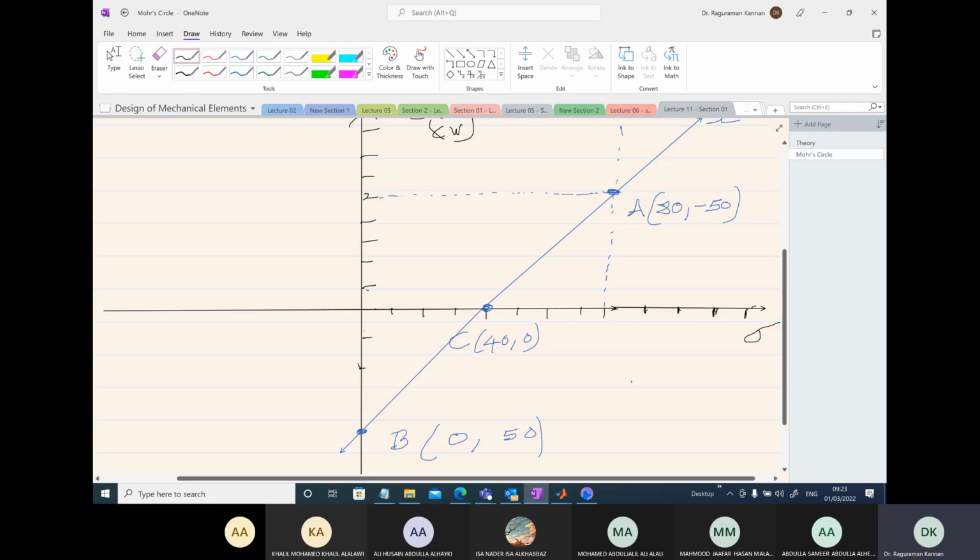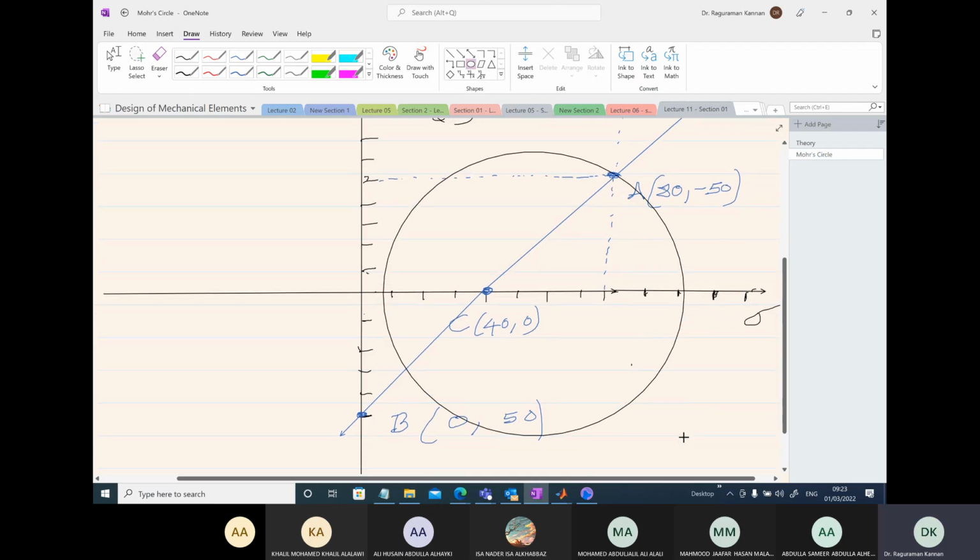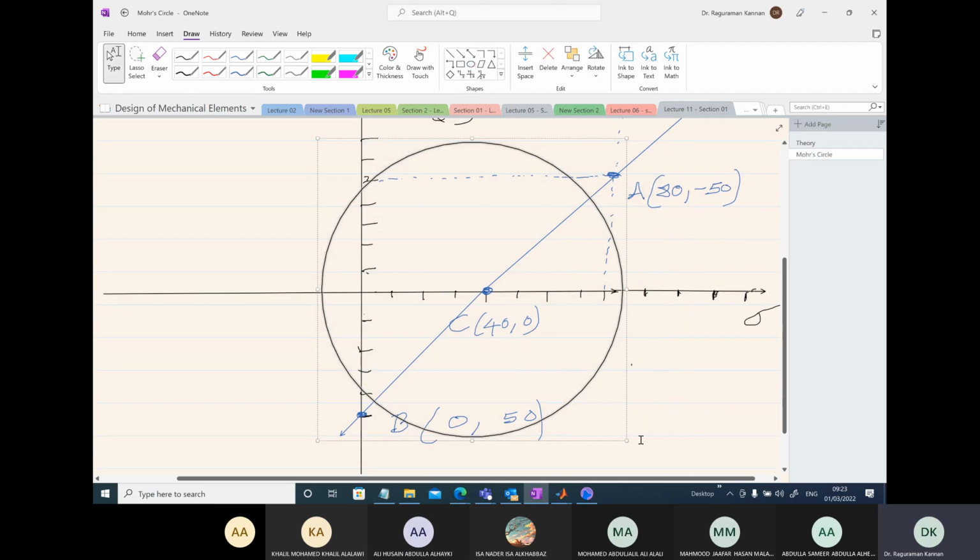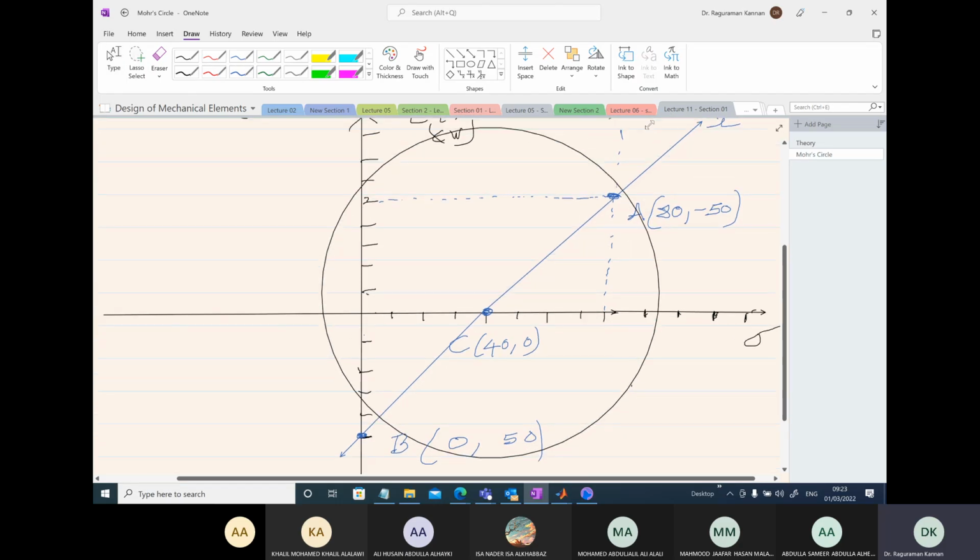So maybe we will not be able to draw exactly a circle passing through these points with the center C, but we will approximately take this circle. Okay, let me try to draw the circle. Let's move this around. Doesn't pass through these 2 points. Increase.